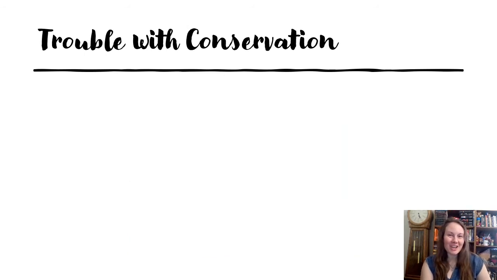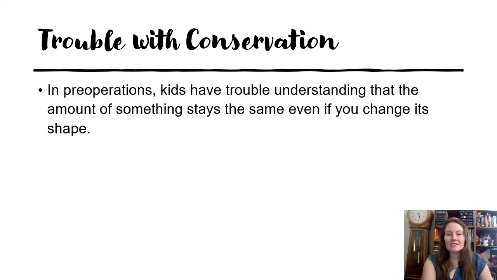Now that you've watched that video, hopefully you're able to see how the younger child had some trouble with conservation. And so that is one of the very hallmark signs that a kid is in preoperational thinking. In this stage, children have a hard time understanding that the amount of something that you have stays the same even if you change its shape or even if you break it up into multiple pieces. So a lot of this has to deal with something called reversibility.